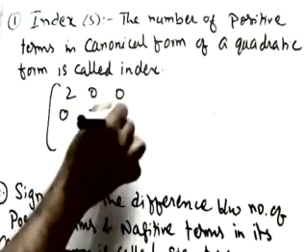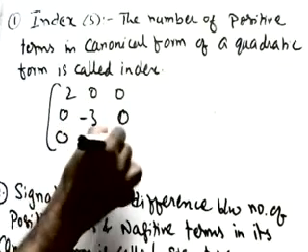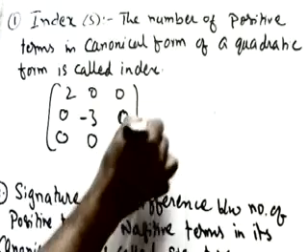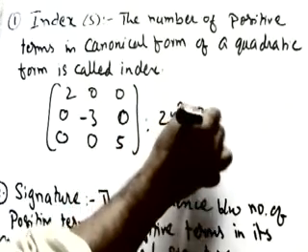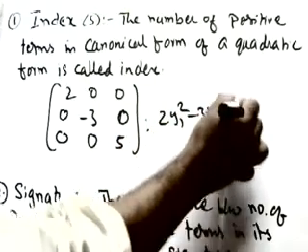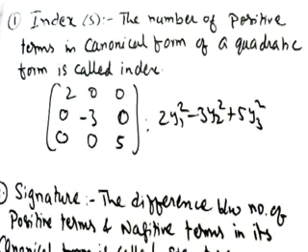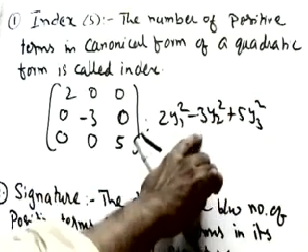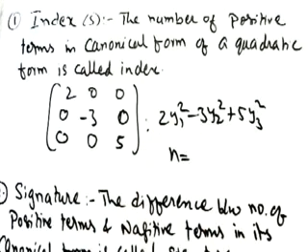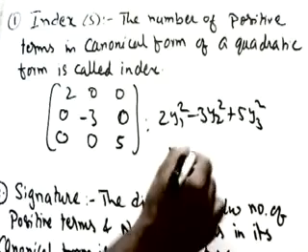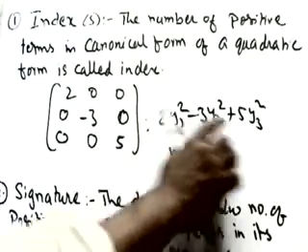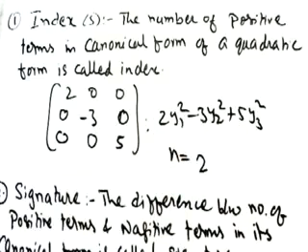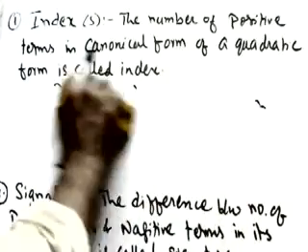2 0 0, 0 minus 3 1, sorry, 0 0 0 5. So how do you write this? 2y1 square minus 3y2 square plus 5y3 square. So how many positive terms are there? These two are positive, this is negative. So the number of positive terms is called the index. So the index here is 2. This one positive, this one positive.